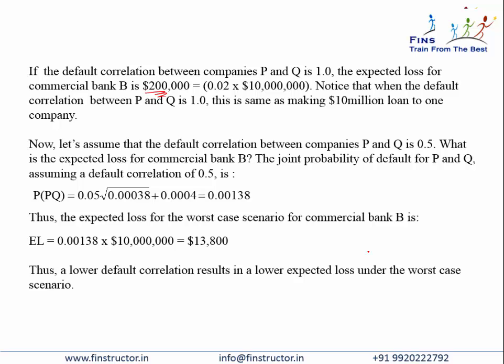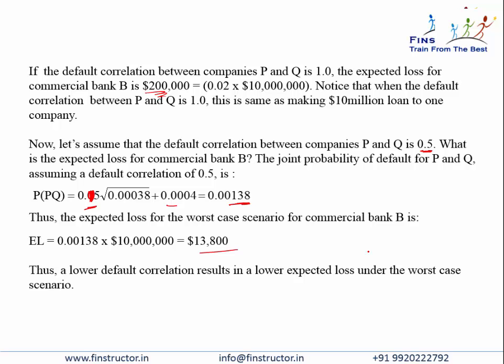However, if the default correlation was lower, say 0.5, then the joint probability of default would have come out to be probability of A into probability of B plus rho sigma A into sigma B, where rho comes out to be 0.5. Now if it was 0.5, then the probability of default comes down significantly from 2% to 0.138%, and the expected loss will come out to be $13,800. So the joint probability of default needs to be also considered when we are calculating the expected default loss on a portfolio.